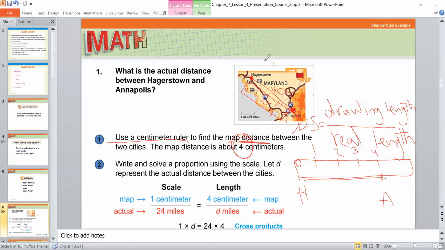So we will use the centimeter ruler to find the map distance between the two cities. We find it is 4 centimeters. We will write the ratio this way.